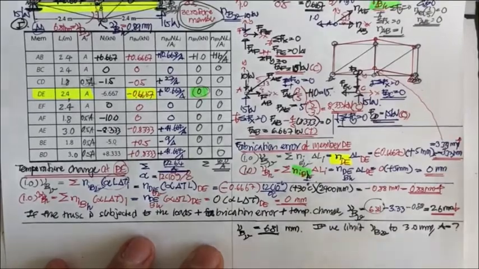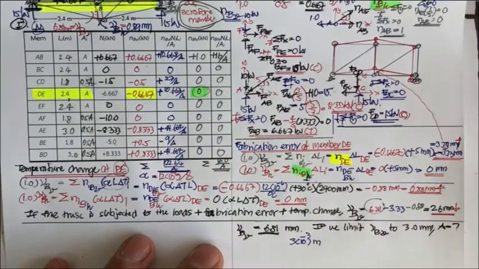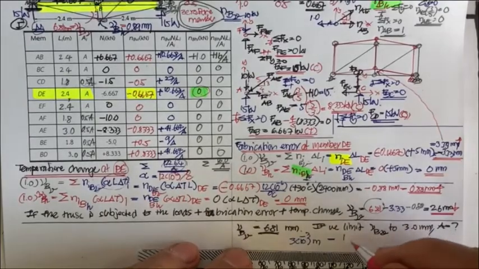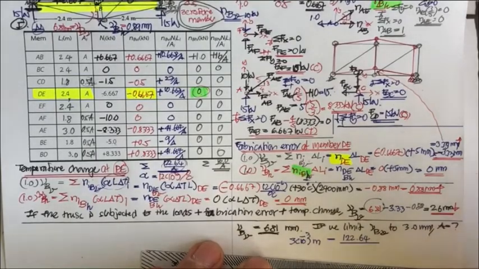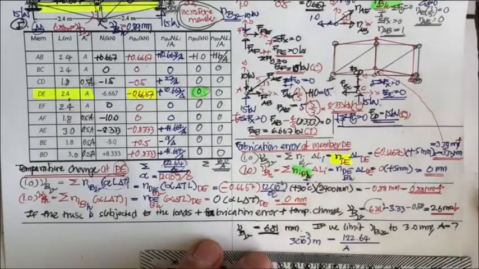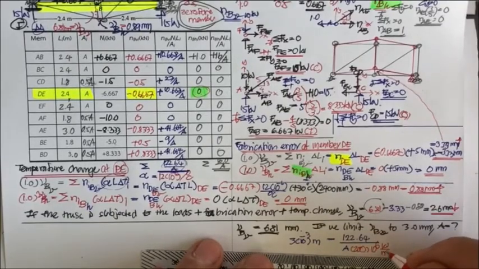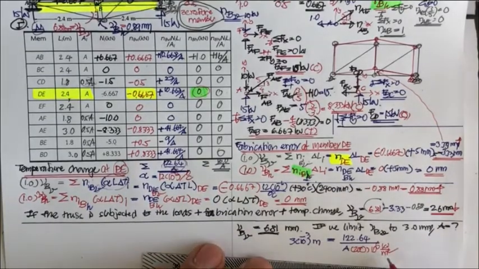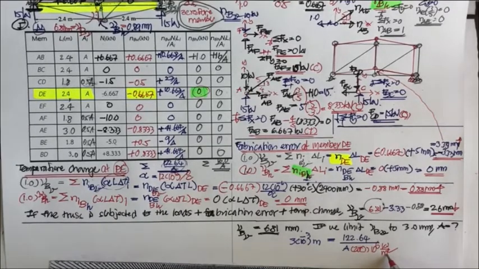We're going to get a bigger section. By doing that, we may say this is 6.81 minus 3 millimeter, which is going to equal 122.64 divided by A and E. E is going to be 210 times 10 to the minus 6 kilonewton per square meter. It has to be per square meter because E is the modulus of elasticity of the material. And if you do this calculation, you may determine the A, right?